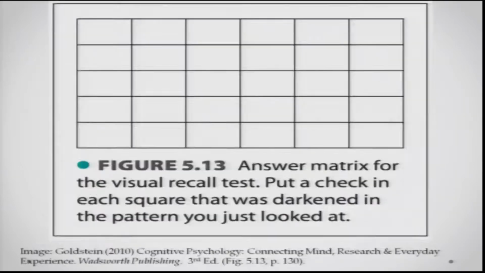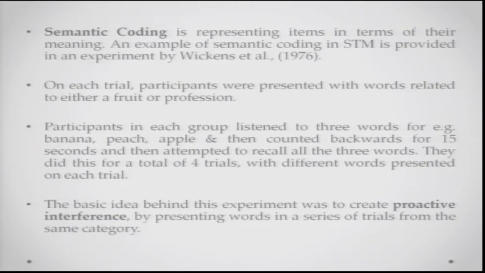Now, Della Sala in this experiment found that participants were able to complete patterns consisting of an average of around 9 shaded squares before they started making mistakes. So, up till 9 squares they could correctly remember, but they started making mistakes if the number of squares was more than 9.